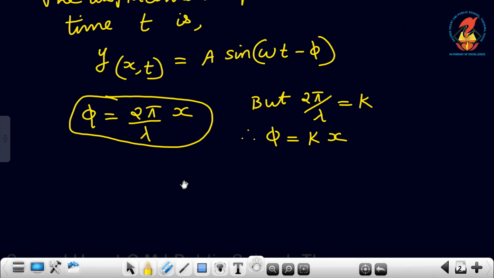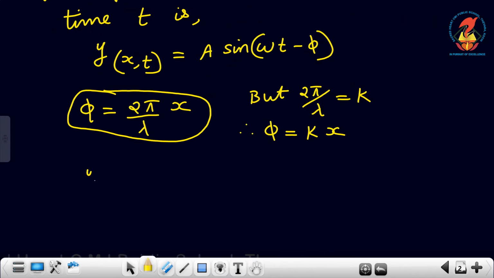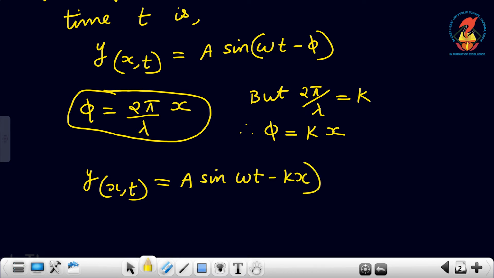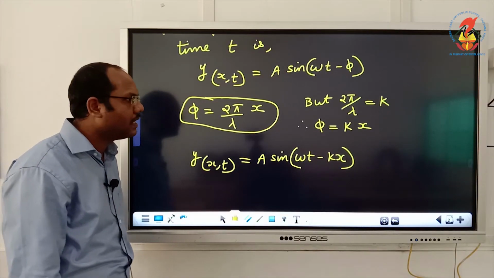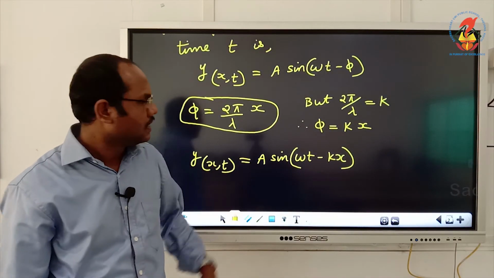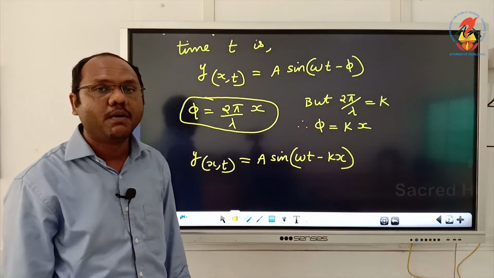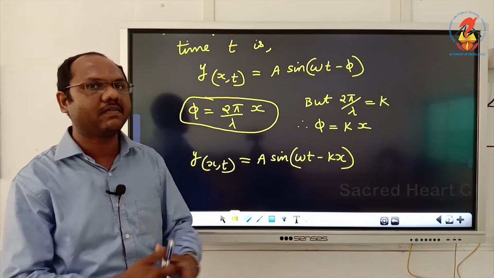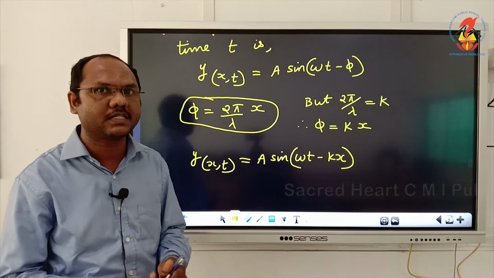Hence, this equation can be written as y(x, t) is equal to a sin(omega t minus kx). Y is equal to a sin(omega t minus kx). So this is the expression for plane progressive harmonic wave, the displacement relation of the plane progressive harmonic wave.